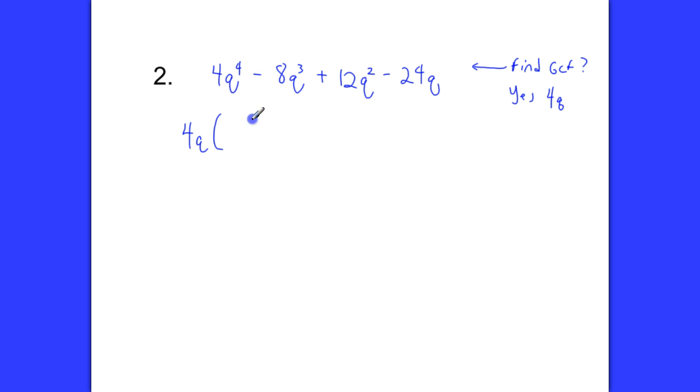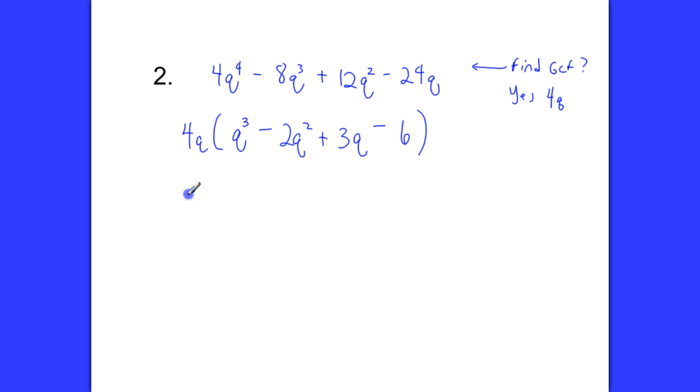All right, so if I divide out 4q, 4 divided by 4 is 1. Q to the fourth divided by q is q to the third. Minus 8 divided by 4 is 2. Q to the third divided by q is q squared. 12 divided by 4 is 3. Q squared divided by q is q. 24 divided by 4 is 12. Q divided by q is 1, so that's just 12. So let's make sure I have that right. Q to the third minus 2q squared plus 3q minus... That's not 12. Doggone it. Somebody thought they were getting candy, but I found it because I double checked my work. 24 divided by 4 is not 12, it's 6.